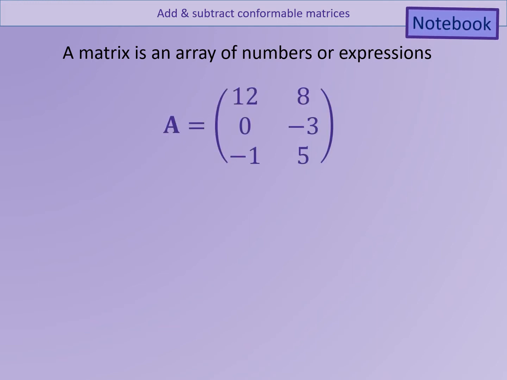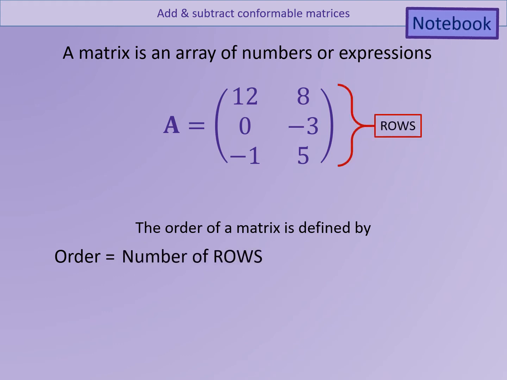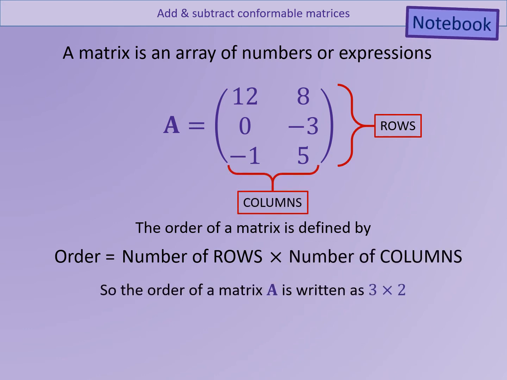So this is the matrix A, and we can describe the order of a matrix by looking at the number of rows and columns that it has. So if we take the number of rows and the number of columns, we would say that the order is 3 by 2.